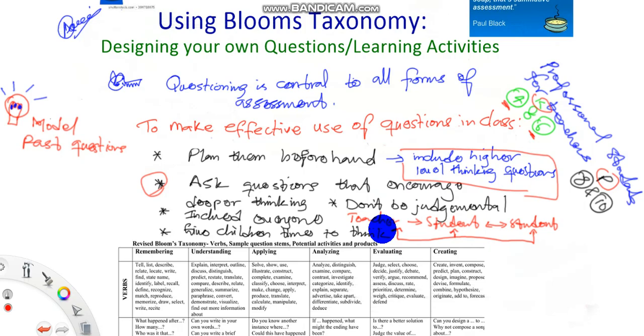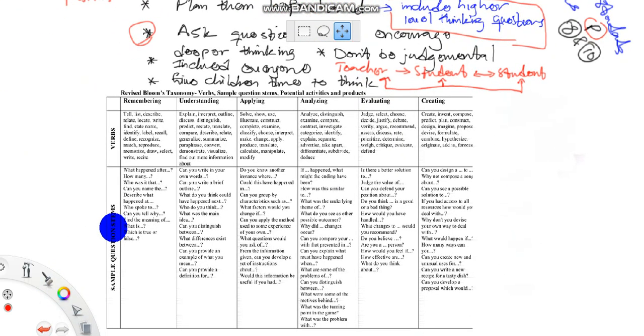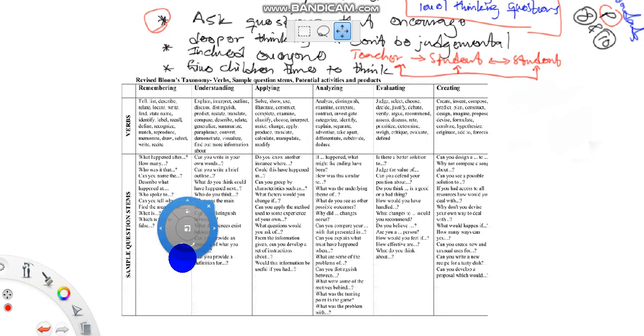Okay, we'll move on in the second part of this session to see how we can actually use these question stems in order to design our learning activities.